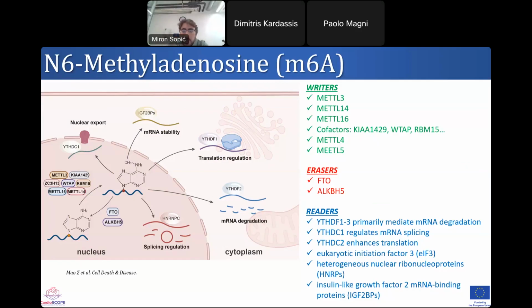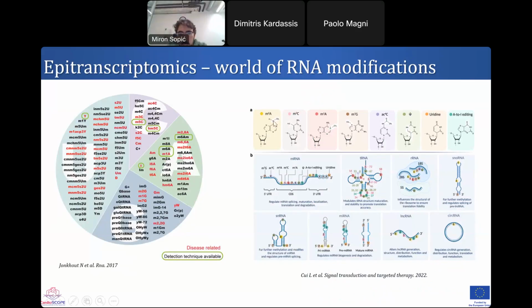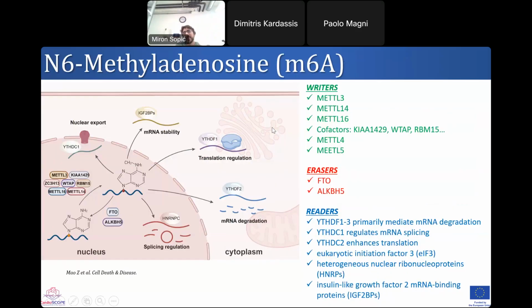And basically, if we go back here, you can see what the modification is. Here you have a methyl group on this N6 position. So it's very similar to methylation of DNA, which you are probably more aware of. There you have the enzymes that cause the methylation to appear on certain positions, which are called writers because they write. You have erasers, which remove this type of modification. And in this scenario, you also have readers. These are the proteins that can recognize these specific modifications and interact with them.